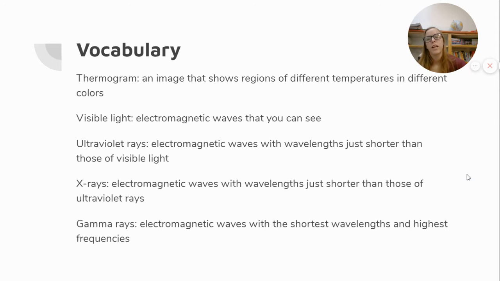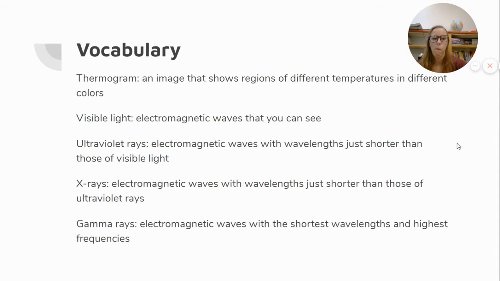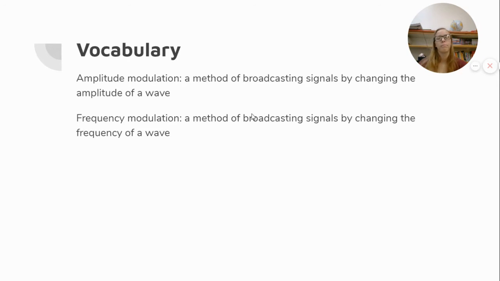A thermogram is an image that shows regions of different temperatures and different colors. Visible light is the electromagnetic waves that you can see. Ultraviolet rays are electromagnetic waves with wavelengths just shorter than those of visible light. X-rays are electromagnetic waves with wavelengths just shorter than those of ultraviolet rays. Gamma rays are electromagnetic waves with the shortest wavelengths and highest frequencies. That's all 7 of the waves of the spectrum.